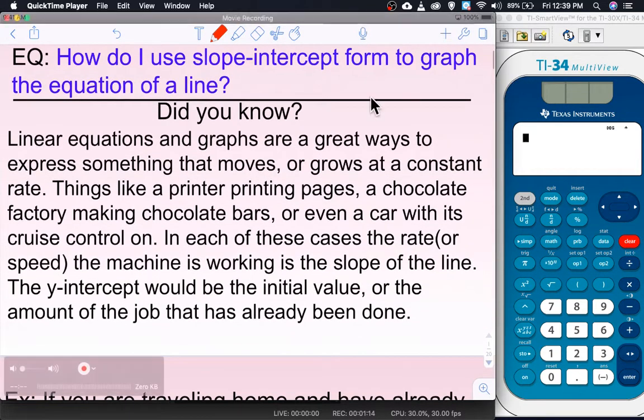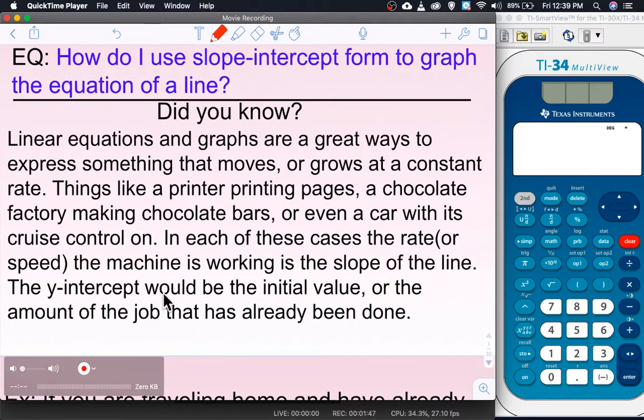Did you know that linear equations and graphs are great ways to express something that moves or grows at a constant rate? Things like printing pages, if it prints at the same speed all the time. A chocolate factory making chocolate bars, they kind of work at the same speed. That's a constant rate. Or even a car with its cruise control on. In each of these cases, the rate or the speed of the machine is working. That speed is the slope of the line.